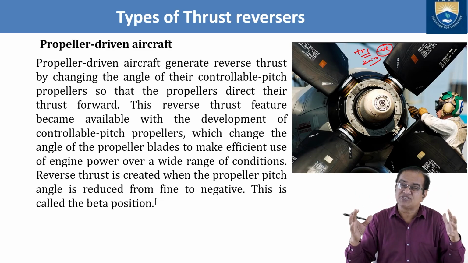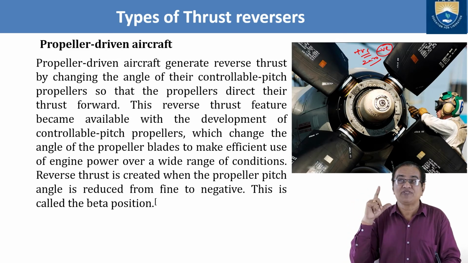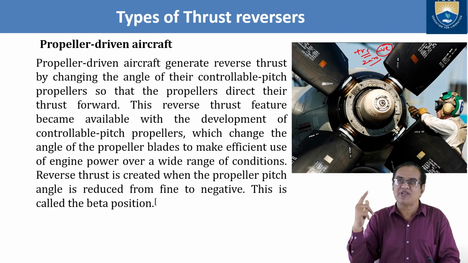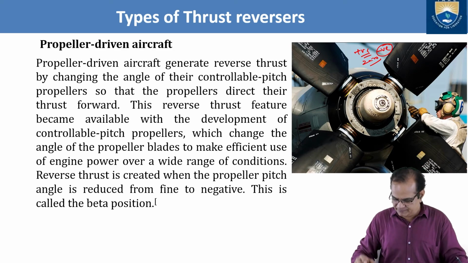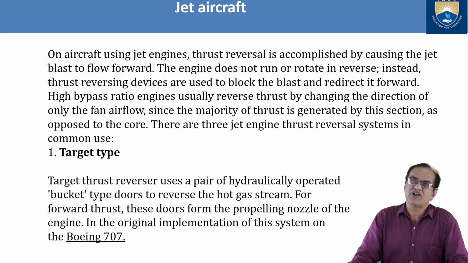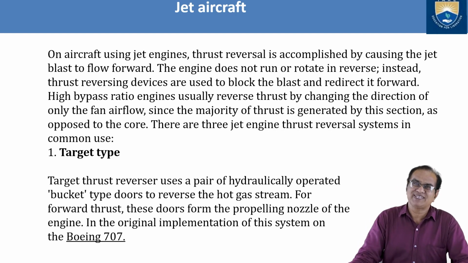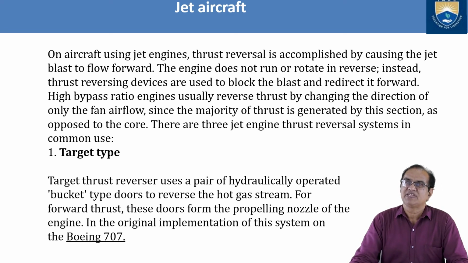Propellers are very much used, and here variable pitch propellers are used. If fixed pitch propellers are there, this system is not applicable. So only in variable pitch propellers are we able to do this reverse thrusting. Now if you talk about jet aircraft, we have seen some figures here, but further I am going to discuss different types of jet aircraft thrust reversal. On aircraft using jet engines, thrust reversal is accomplished by causing the jet blast to flow forward.